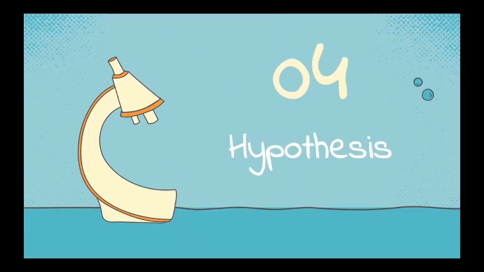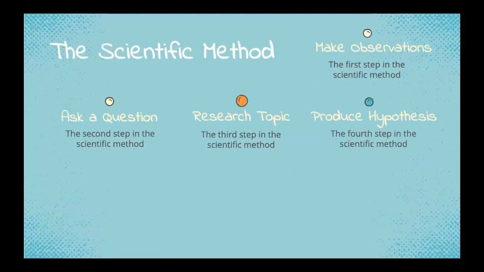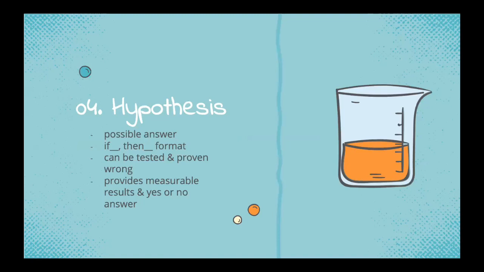The fourth step is to produce a hypothesis. A hypothesis is a possible answer for your original question. Though not absolutely necessary, in many cases an effective hypothesis uses an if-then format. The if-then format goes: if blank, which is usually a testable relationship, then blank, which is usually the expected result. No matter how the hypothesis is written, it's written in a way that it can be tested or proven wrong, or provide measurable results and provide a yes or no answer.